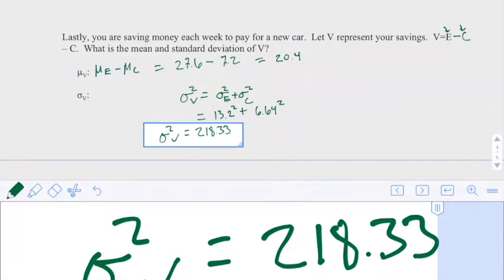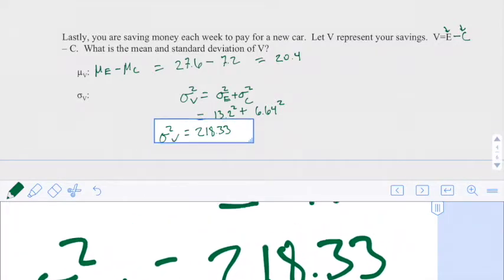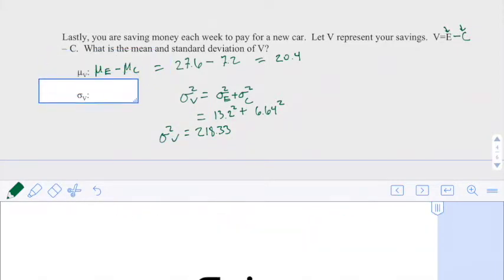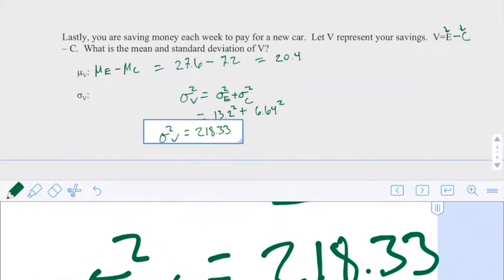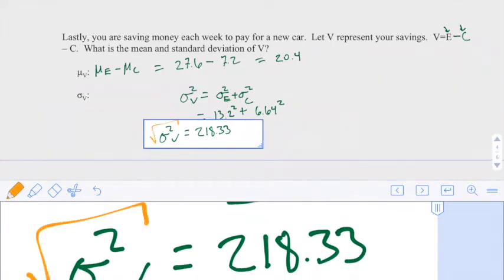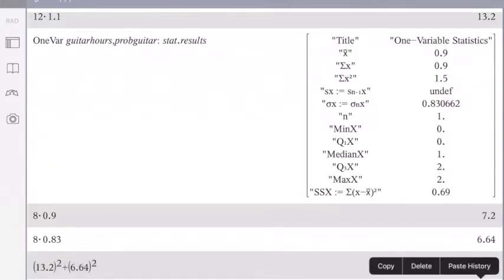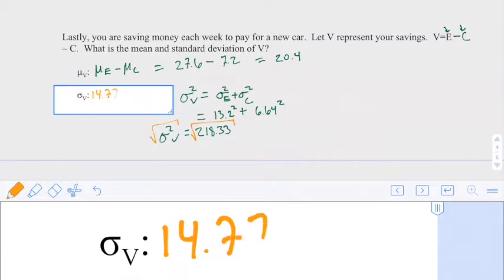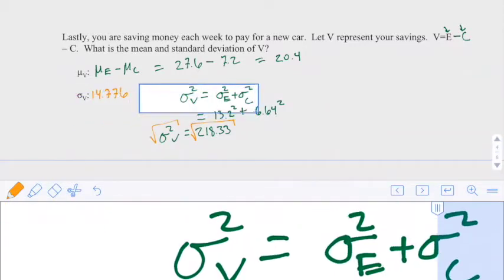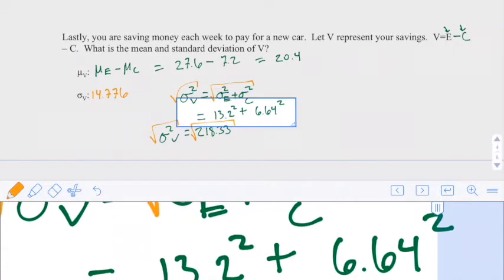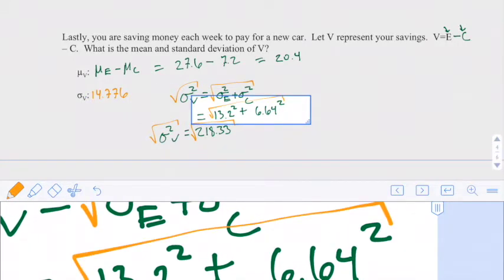Well, that seems really, really high. Well, it's high because that's the variance, not the standard deviation. So to get the standard deviation, all we need to do is take the square root of both sides. So I took my square root, and I got 14.776. Now, I could have just taken my square root here and done everything all at once, that would have given me the same answer. I'll show you that in another example.